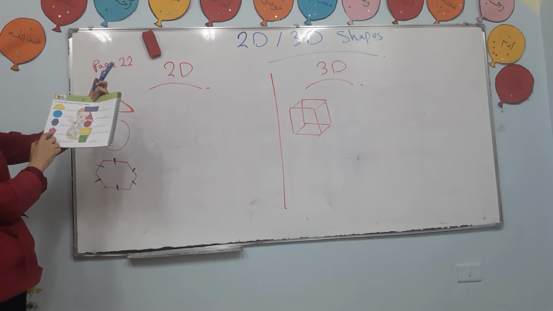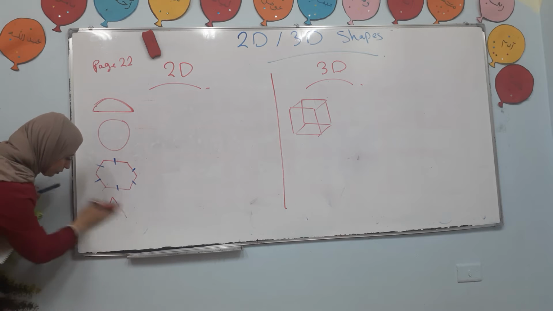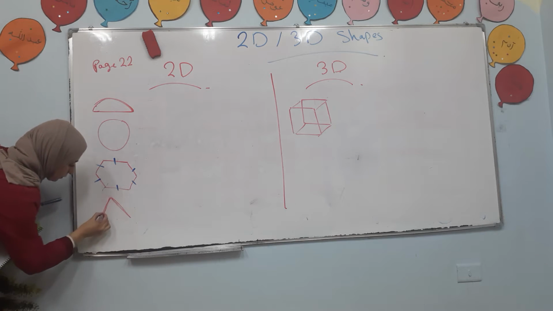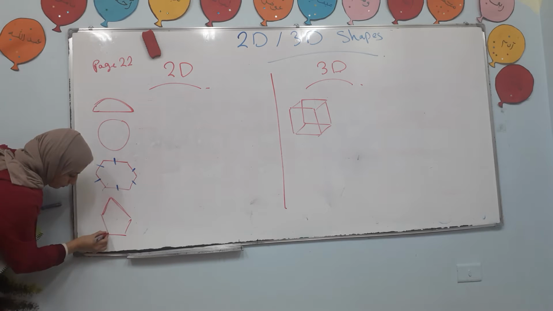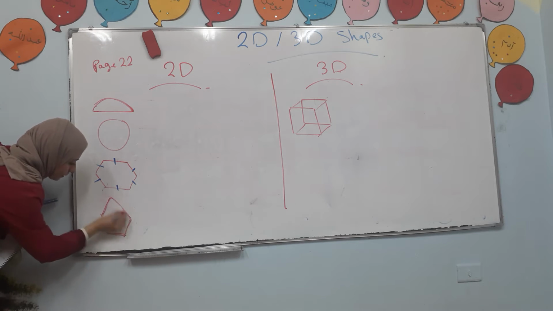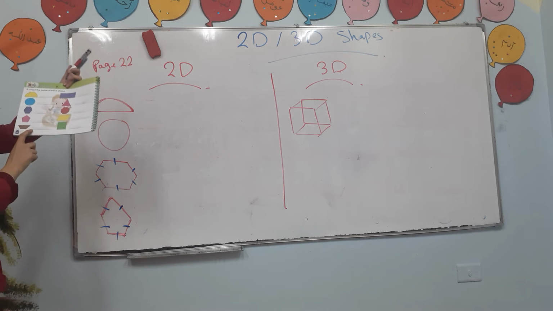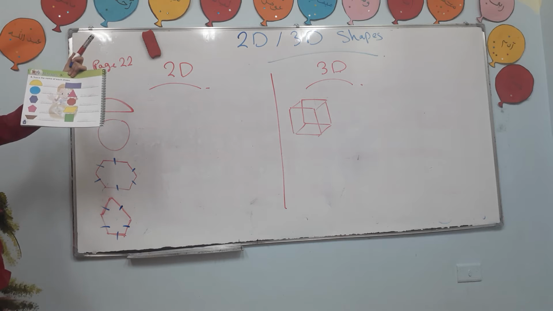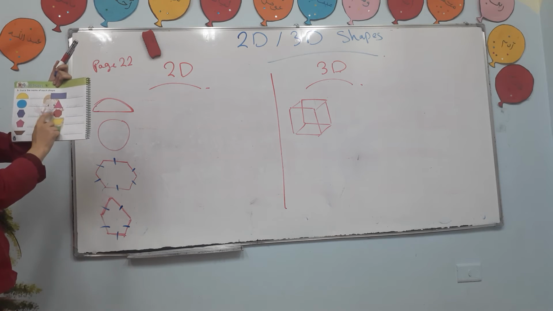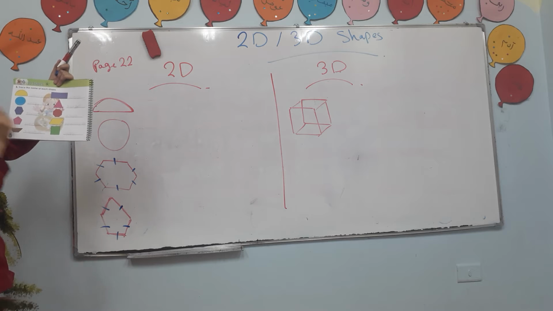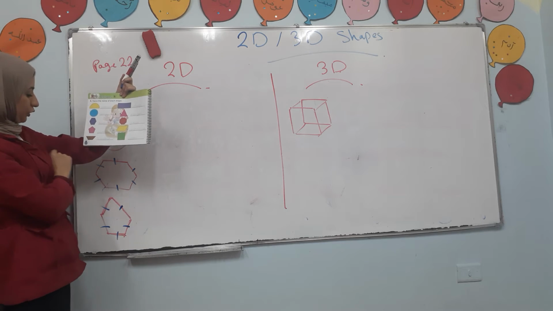We have a pentagon, 1, 2, 3, 4, 5, the five-sided shape, we call it a pentagon. It has five sides. And you have a trapezoid, 1, 2, 3, 4, a four-sided shape as we can see. You also have a rectangle, a triangle, an octagon, 1, 2, 3, 4, 5, 6, 7, 8, the eight-sided shape, a parallelogram, and squares. So we have all these 2D shapes on page number 22.